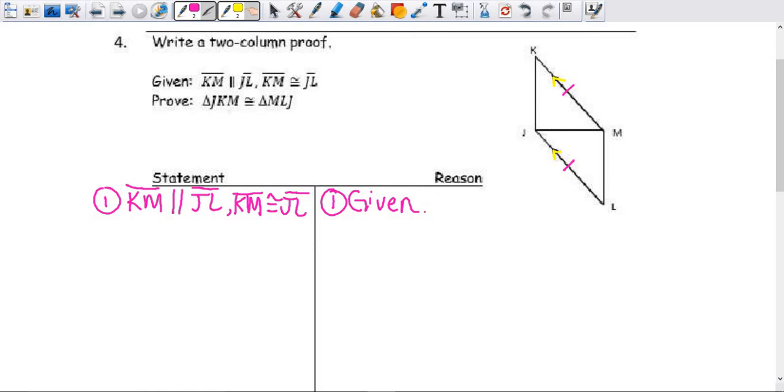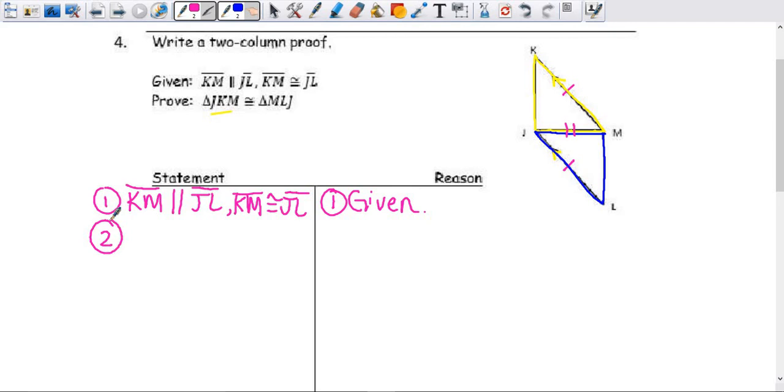Just to be sure, JKM is this triangle here. Always make sure you know what you're working for. Okay, and then MLJ is this triangle right here. Okay, so we have one side that is matched up, and we've got to figure out what else we can get. Well, I do see this common side right here, so let's go ahead and put that into our proof.